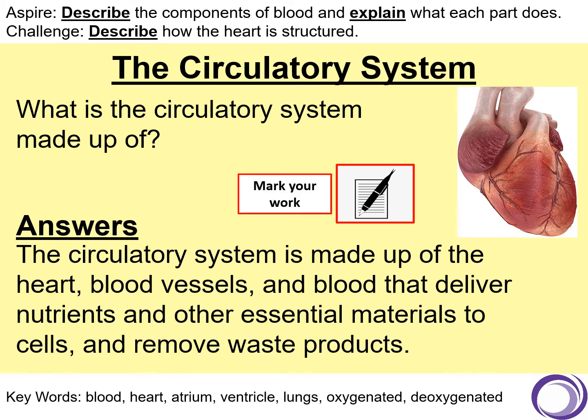Okay guys, so hopefully you have written down that the circulatory system is made up of the heart and blood vessels, and also the blood that delivers the nutrients that we need and other essential materials to our cells, and it removes waste products from them.